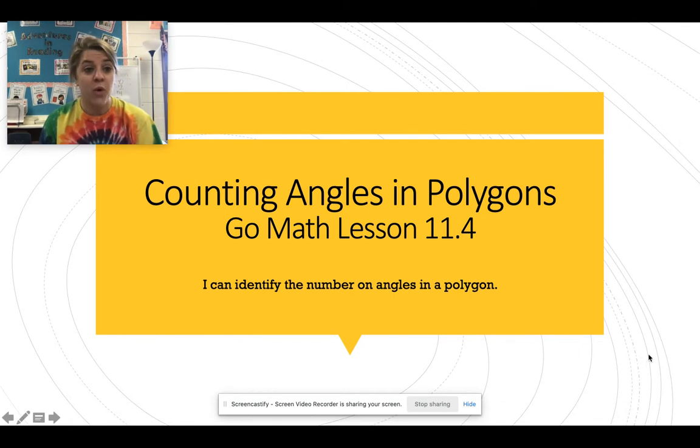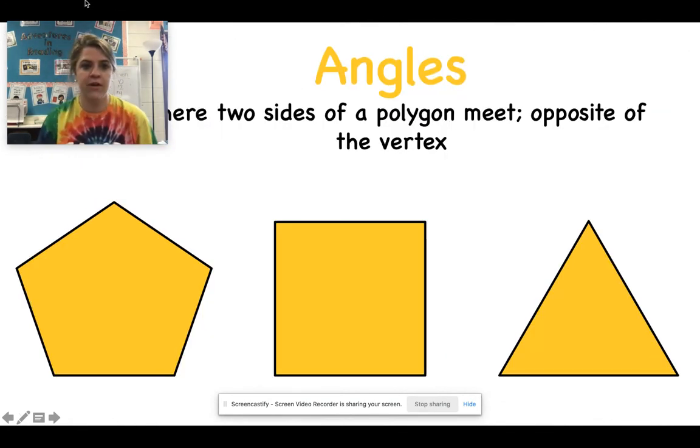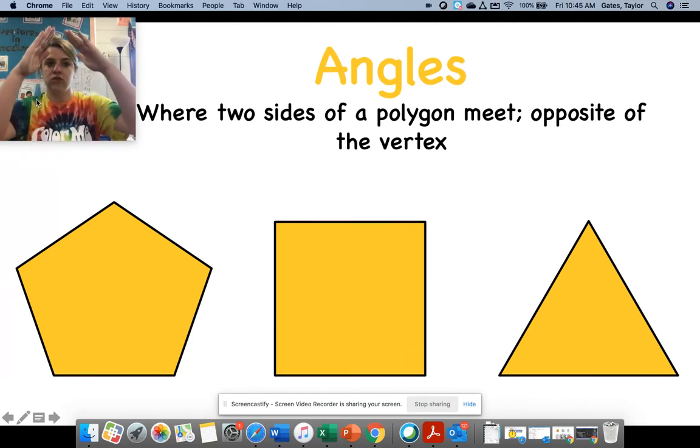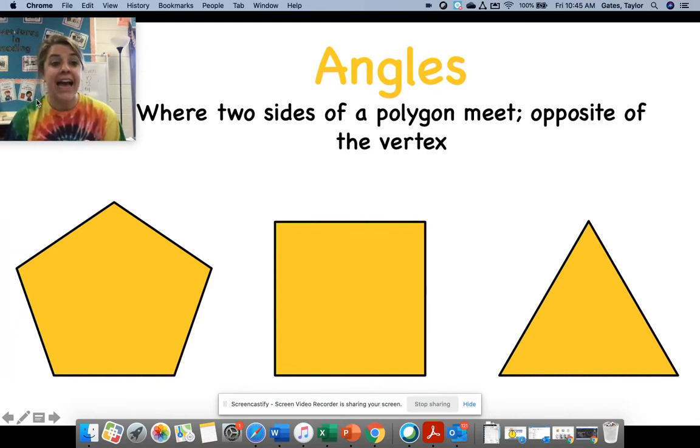All right. So remember, a polygon is any shape with multiple straight sides. Remember, they have to be straight, and they are closed, okay? Now, when we are looking at all of these polygons, they all have angles, all right? Now, an angle is where two sides of a polygon meet. Remember, we said a vertex is also formed when two sides of a polygon meet. So, if we can find a vertex, we can find an angle because they are opposite of each other.